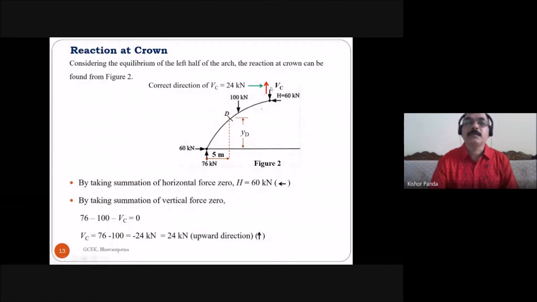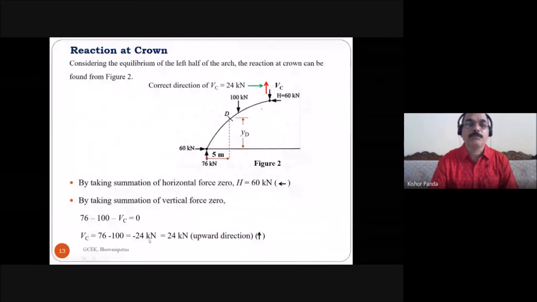Now you have to find the vertical reaction at the crown. For this, take the summation of vertical force equal to 0. This is one vertical force, and this is another, and here assume the vertical force at the crown is in the downward direction. So this is 76 kilonewton, this is 100, and this is VC. Take the upward force as positive and the downward force as negative. 76 minus 100 minus VC is equal to 0. Then VC is equal to 76 minus 100, which is minus 24 kilonewton. So here you got a negative value.